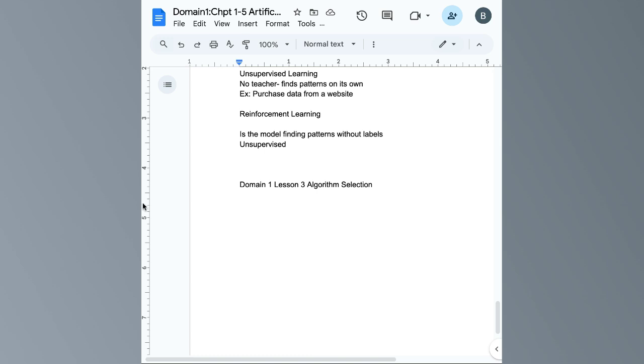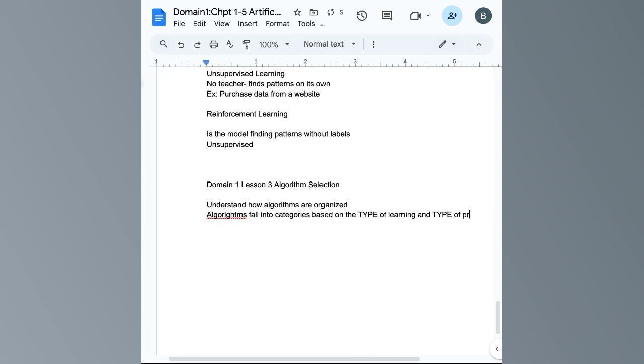Before we look at specific algorithms, you have to understand how algorithms are organized. Algorithms fall into categories based on the type of learning and the type of problem.